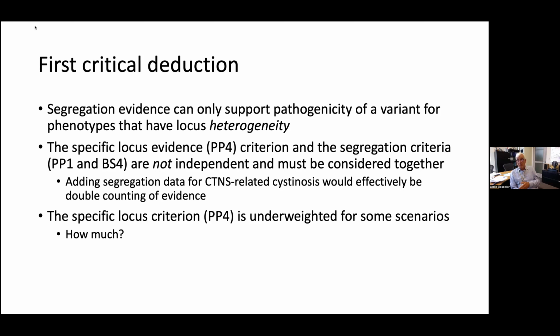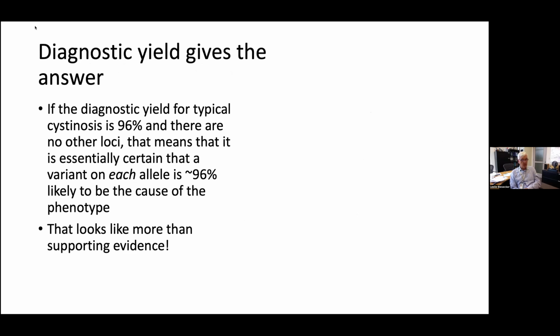So what we need to figure out is, okay, how much evidence should it comport to? The answer to that is that diagnostic yield is the answer to the question. So if you have access to a study, or if your lab has a huge number of cases where you can generate these data yourself, if the diagnostic yield for this disease, let's say cystinosis, is 96% and there's no other loci, that means it is essentially certain that a variant or variants on each of those alleles is 96% likely to be the cause of the phenotype.